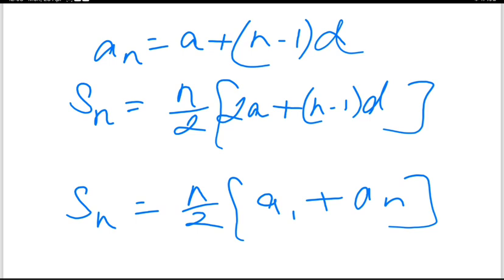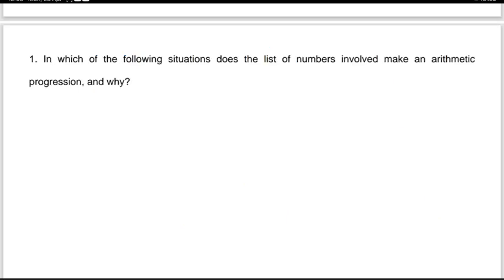So let's go to the first sum of the exercise. In which of the following situations does the list of numbers involved make an arithmetic progression? There are four questions, four subdivisions. In each question we should find whether it forms an arithmetic progression or not. So some situations are given below.